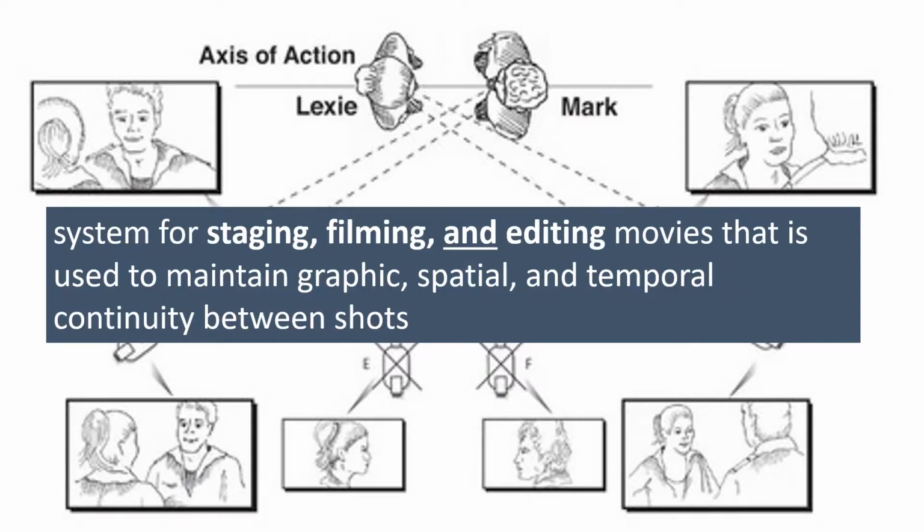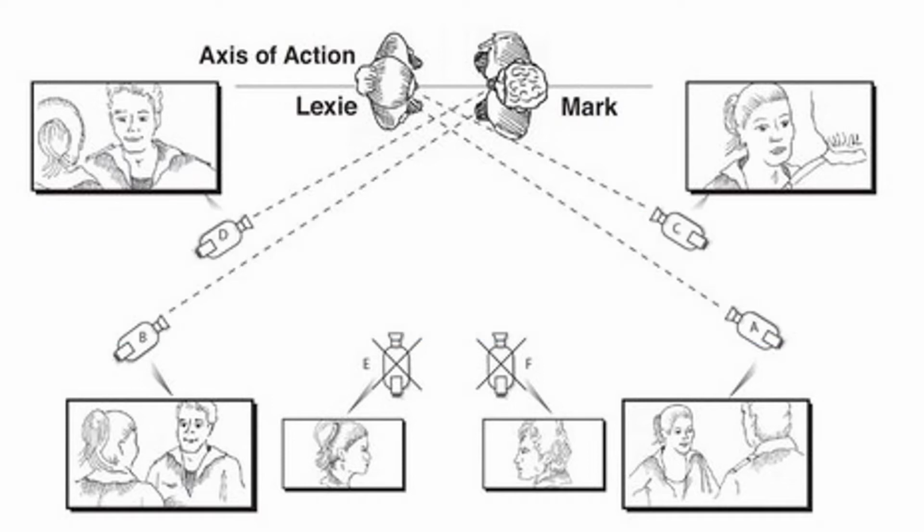As the reading for this week explains, continuity editing is a system for staging, filming, and editing movies that is used to maintain graphic, spatial, and temporal continuity between shots. So we see in continuity editing intersections between editing, cinematography, and mise-en-scène, as well as an illustration of how all of these elements of film form work together to present the movie narrative to the audience.